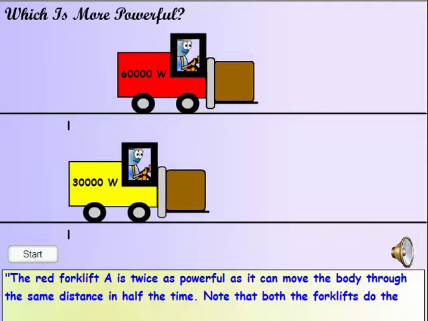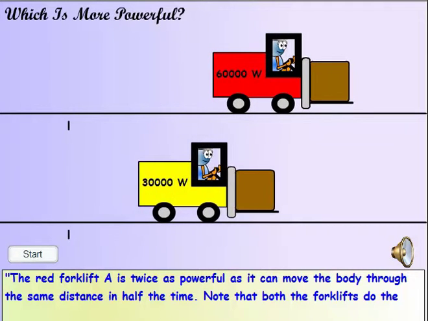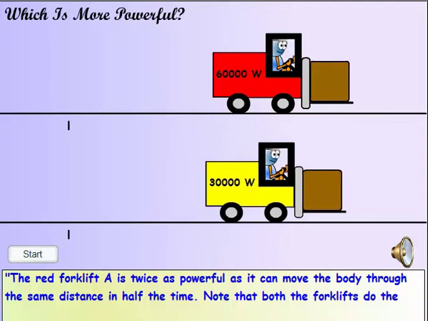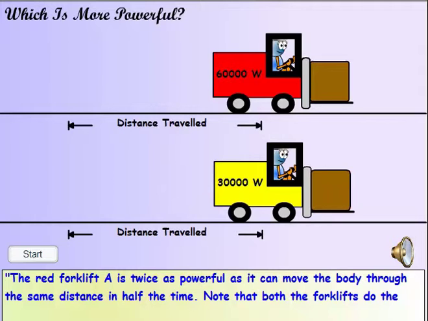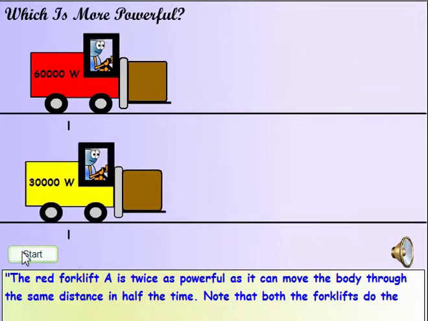Both the forklifts have done the same amount of work as they have moved an equal load by the same distance. But the red one has done it in half the time and is therefore twice as powerful as the yellow one.